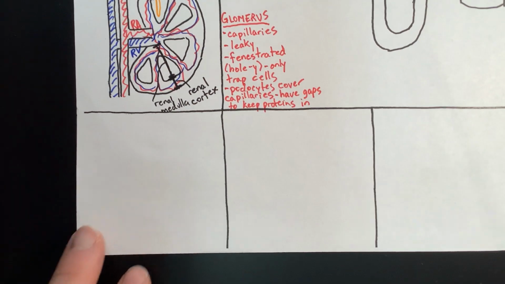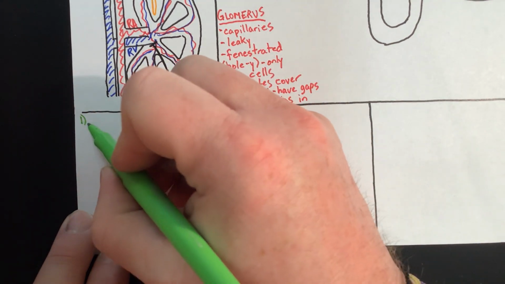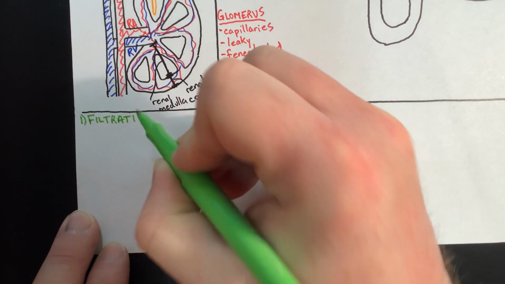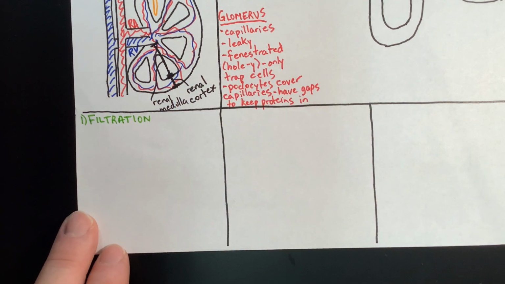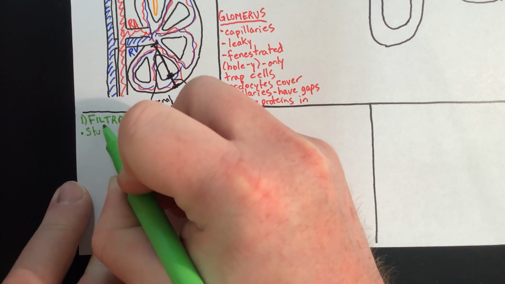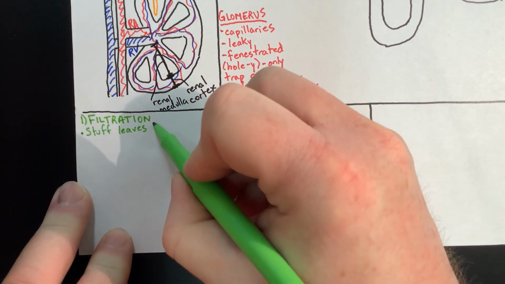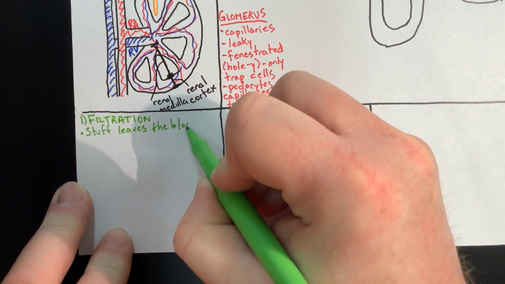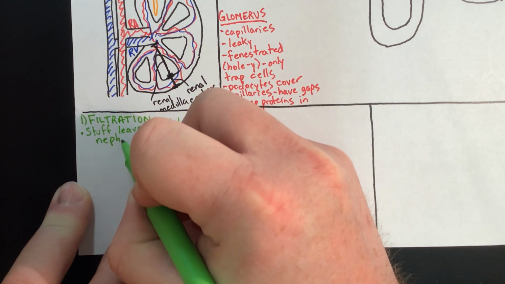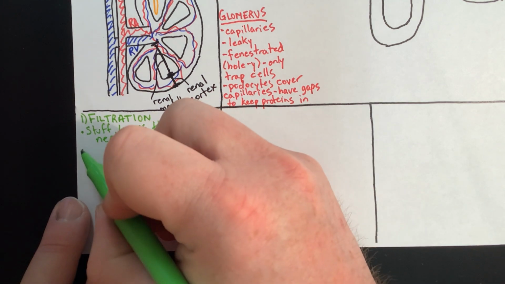That process of moving materials first from the blood into the nephrons is called filtration. And we're going to write the steps of urine formation down here in each one of those squares. So what's filtration all about? That's when stuff leaves the blood and goes into the nephron. And we'll talk about what that stuff is. I mean, really, it's everything except for cells and proteins, right? So let's talk about what that stuff is.